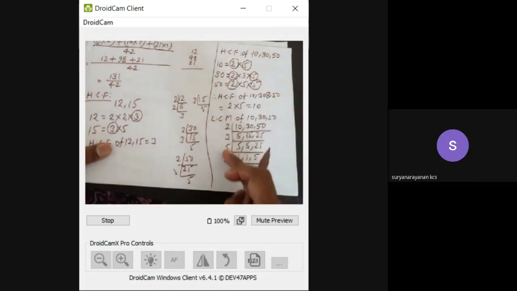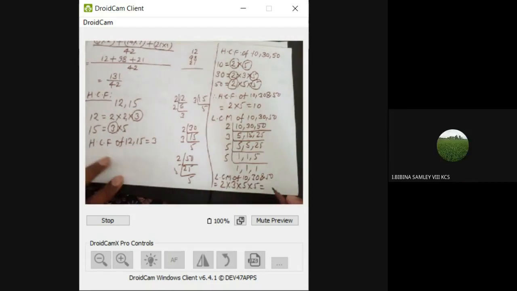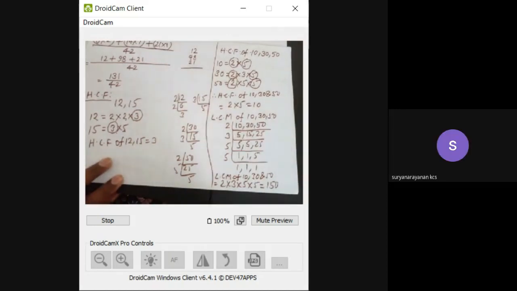Now we multiply all these numbers which are written on the left side. So the LCM of 10, 30 and 50 is equal to 2 into 3 into 5 into 5. Multiply all these numbers. What will you get here? Sir, 2 into 3 is 6, 6 into 25 is 150. Yes, 150. This is the procedure to find the LCM.